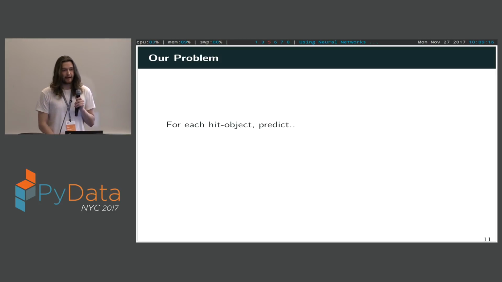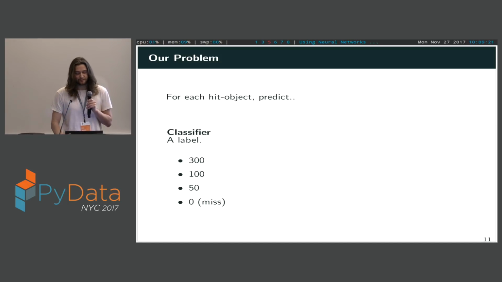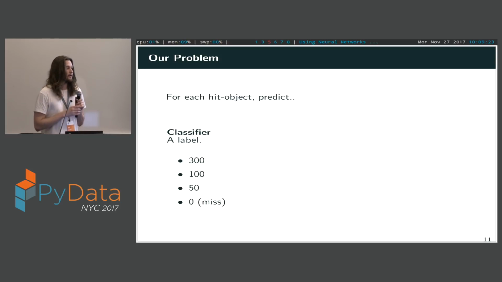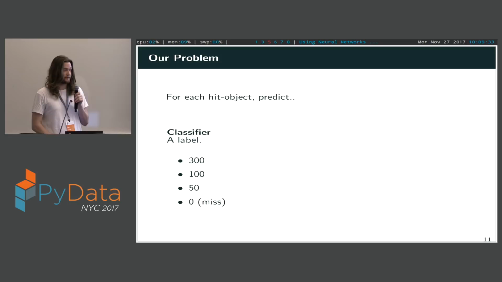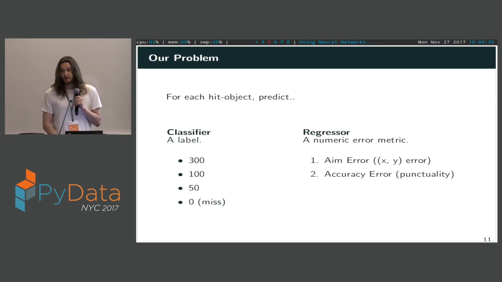So to phrase our problem as either a classifier or a regressor, we could try using a classifier where we would label every circle in a song. For every single hit object, which is a time series itself, we would label it as a 300, a 100, a 50, or a miss. The other option would be to use a regressor, where we would predict some type of error metric. Here I've talked about aim error, which is the XY error, so where you are clicking on the screen, and the accuracy error, which is your punctuality, or the temporal error in the song.